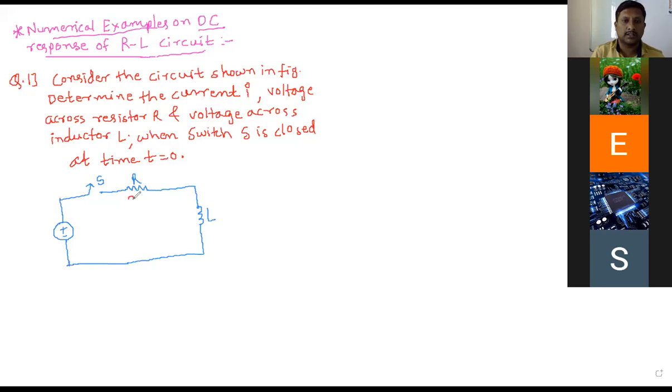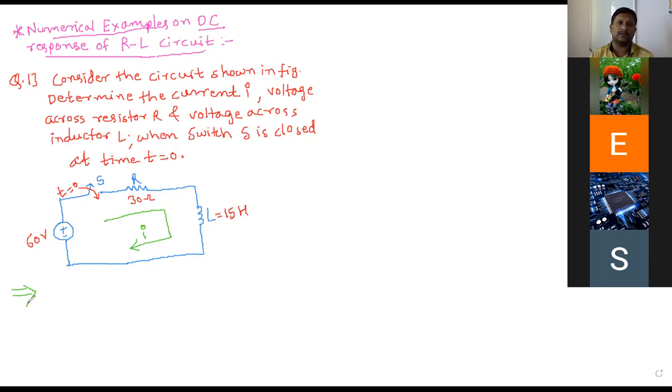So the resistor value is 30 ohm, the inductor value is 15 Henry, and the voltage source is 60 volt, and the switch is closing at time t equal to 0. You have to find the current I when the switch closes at time t equal to 0, as well as the voltage across resistor R and voltage across inductor L. But the condition is, when the switch is closed. After that, you have to find all these responses. So how to start to solve this example now?